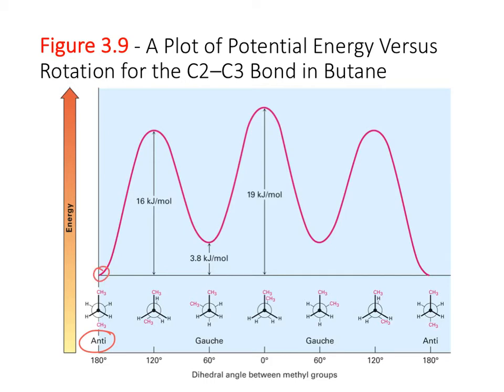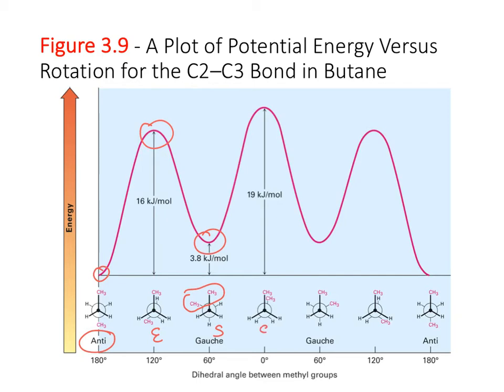Then if we rotate that back carbon 60 degrees, we get to an eclipsed conformer, which is going to be one of the peaks. Then we get back down to a staggered conformer, which will be a valley. But notice this staggered conformer, the gauche conformer, is higher in energy than the anti. That's because there's some steric strain. Those methyl groups are a little closer than they really want to be.